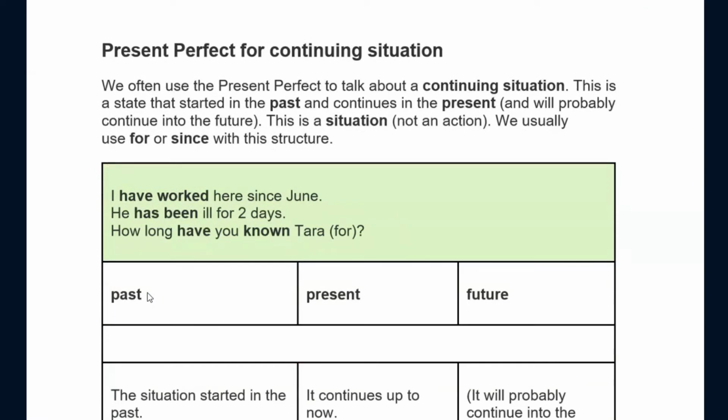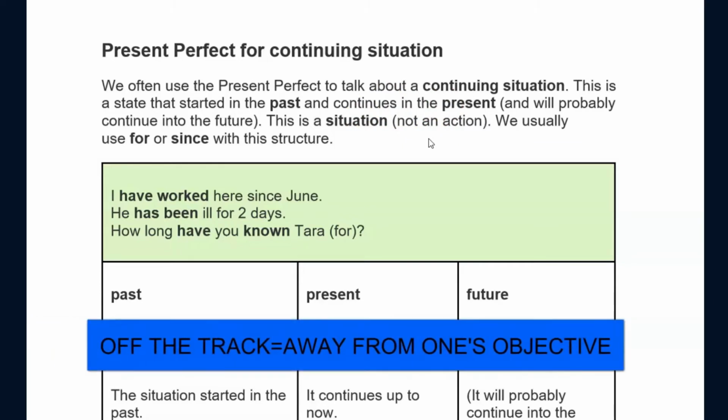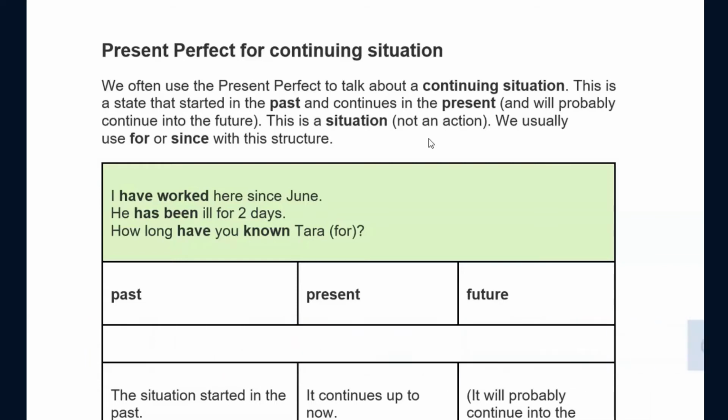Okay, we use the present perfect again for that continuing situation. So let's take a look at this one. That action started in the past and continues in the present and will probably continue into the future. You have to think of this concept as a situation, not an action. I think this is where students sort of go off the tracks, because they're just thinking, well, has the action been completed? Don't think in terms of action here. Think in terms of a situation.